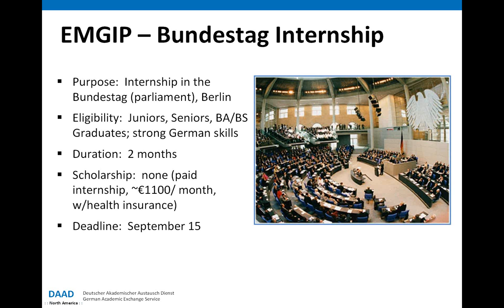Next September, this is an annual program, so next September 15th we have another deadline coming up for the MGIP Bundestag. It is an internship where you actually become an assistant to one of the parliament members in Germany, in Berlin. You'll participate on boards or committees that are related to your interests. So we're going to pair you with a particular parliament member that has something that you specify is in your interest. The duration is 2 months, and we do ask for students that have strong German skills.